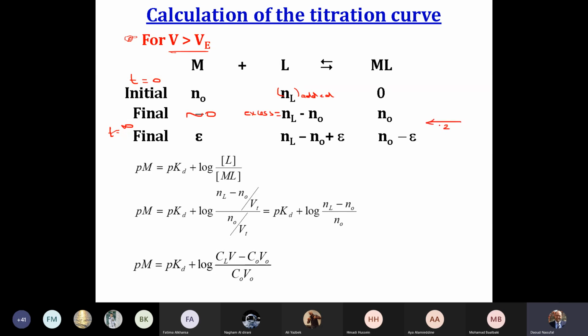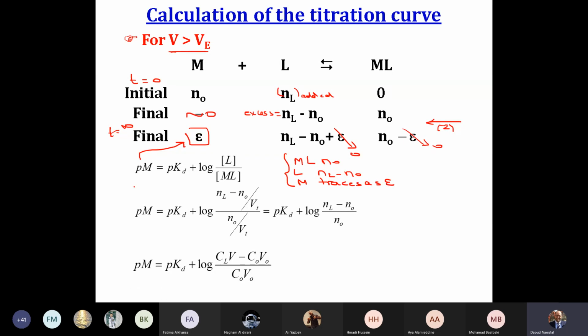Then the reaction will proceed in direction 2. So we have N0 minus epsilon, NL minus N0 plus epsilon, where epsilon is negligible with respect to N0 and with respect to NL minus N0, since the reaction is very limited in direction 2. So to calculate pM, we have to pass by the calculation of epsilon. In the final solution, we have ML, N0, we have L, NL minus N0, and we have M traces as epsilon.